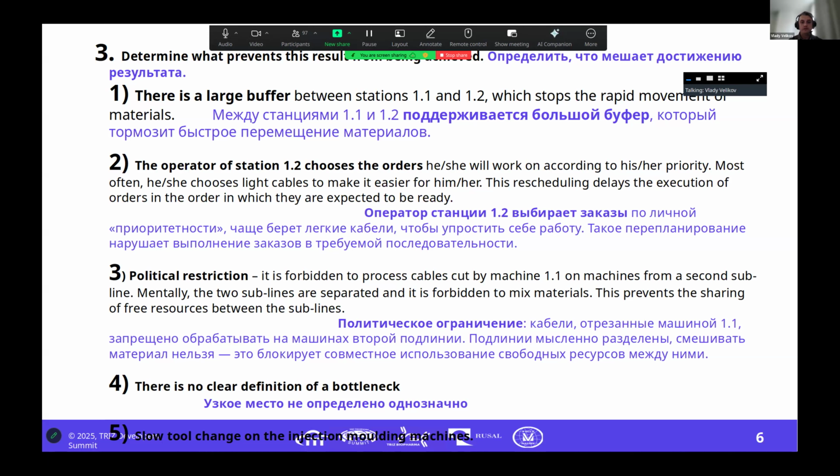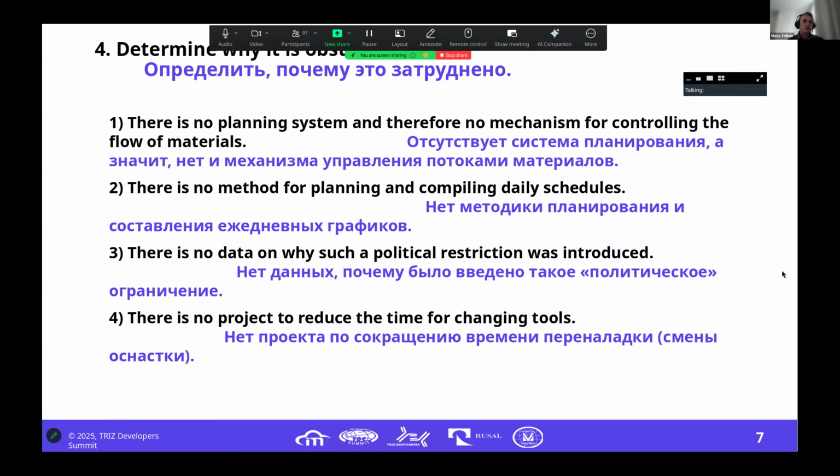Fourth, there is no clear definition of a bottleneck. Nobody knows which machine, which station is a bottleneck. And fifth, slow change of molds in the injection machines. In the beginning, it was between 4 and 5 hours.